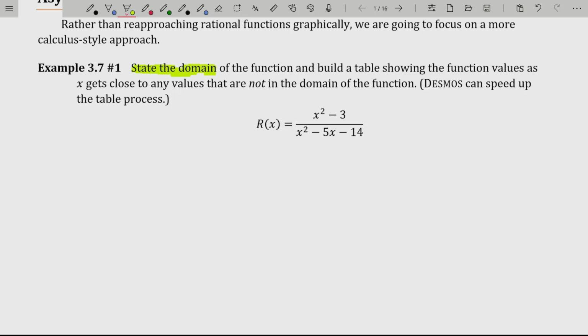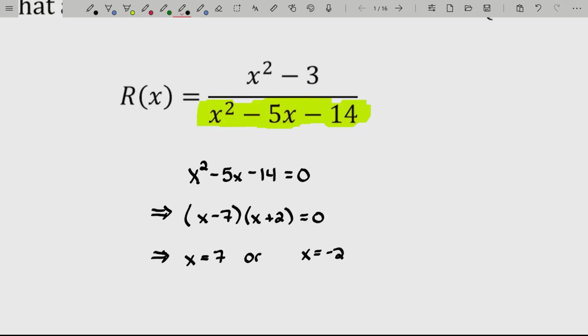So the main thing is state the domain of the function. And remember, with rational functions, the domains have restrictions, possibly, I'll say it that way because it's not always true, but possibly when their denominators are 0. So let's go ahead and find out when that denominator is 0. And we can see, just via factoring, that that denominator becomes 0 at 7 or -2.